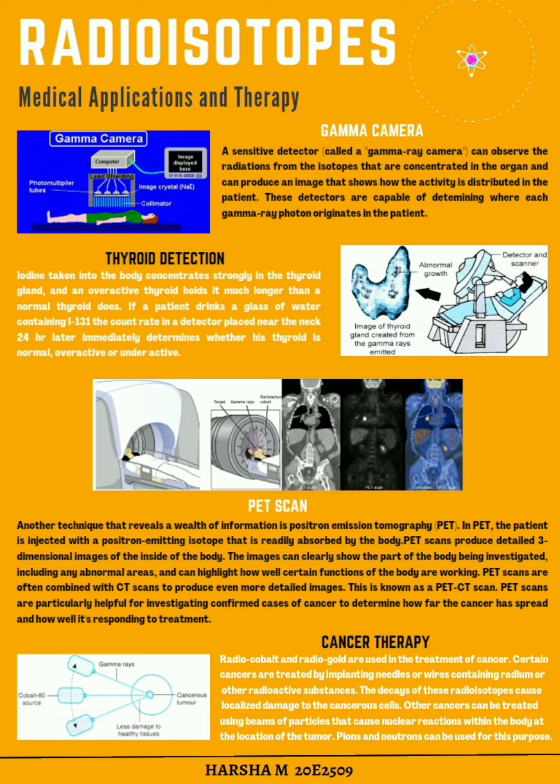Another example is the detection of thyroid. When iodine is taken in the form of salt or any other substance into the body, it concentrates strongly in the thyroid gland, and an overactive thyroid holds it much longer than a normal thyroid does. If a patient drinks a glass of water containing iodine 131 isotope, the count rate in a detector placed near the neck of the patient 24 hours later immediately determines whether his thyroid is normal, overactive, or underactive.